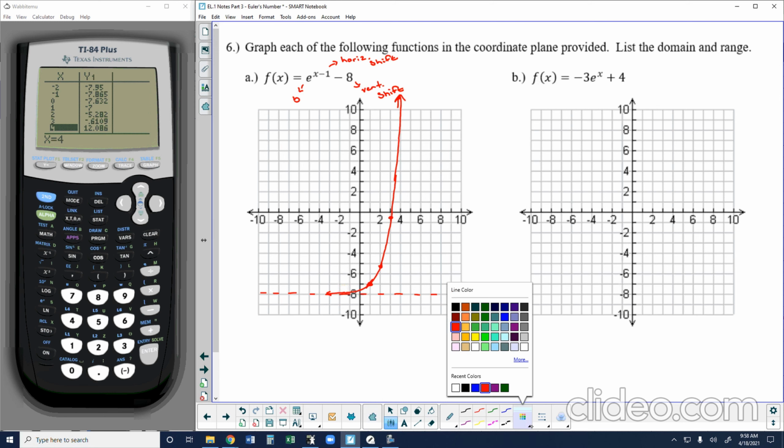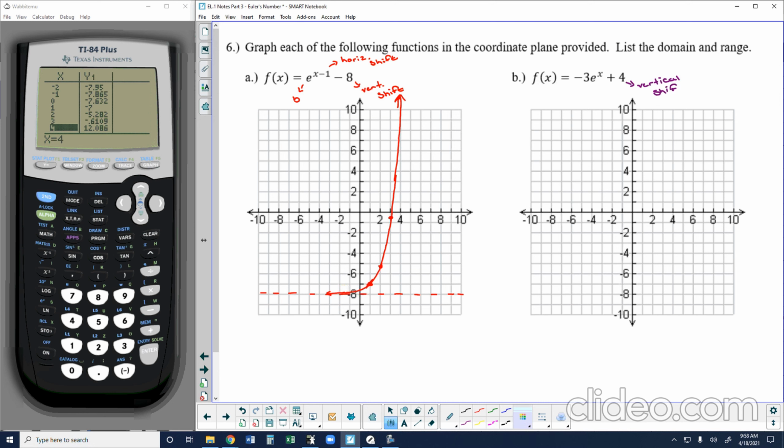Now g of x is going to be a little bit different. So let's take a look at what we have here. We have a vertical shift. In b, we have another base that's going to be Euler's number. Here we have a vertical dilation. So notice this is the first time we've seen one of these in the notes. But notice that the exponent x is attached to E, Euler's number, and 3 is being multiplied to that. So we have a vertical dilation. This negative out here is a vertical reflection.